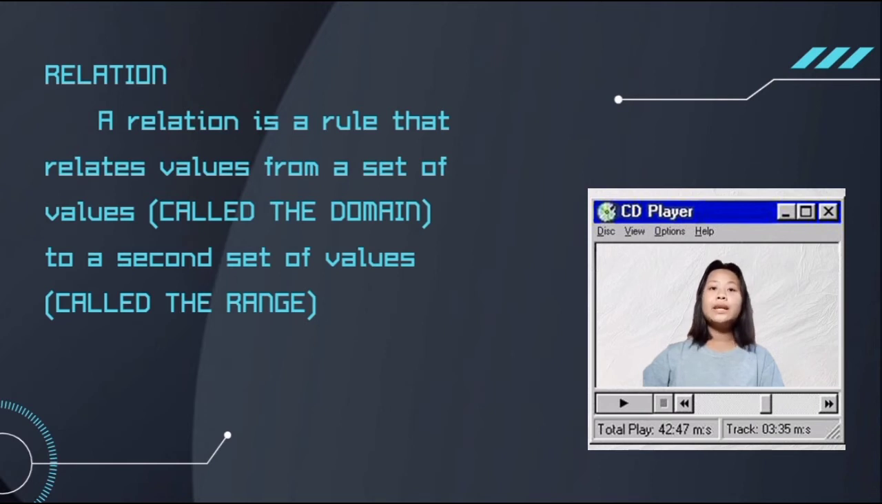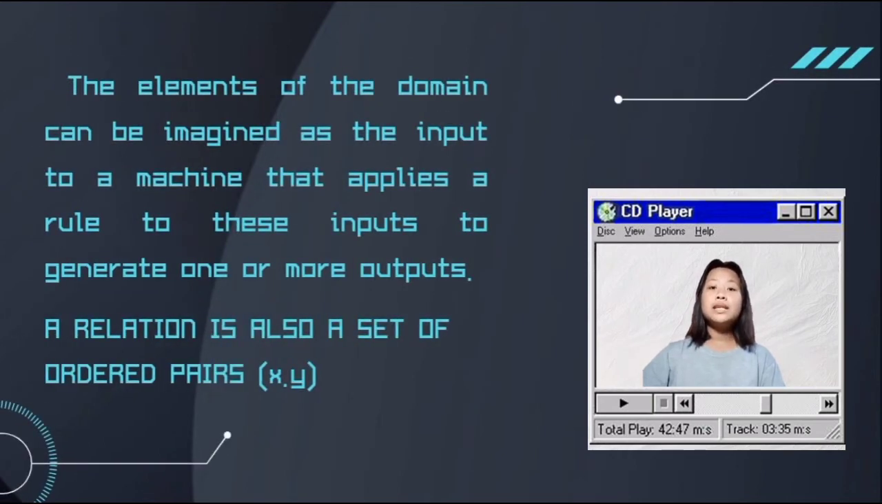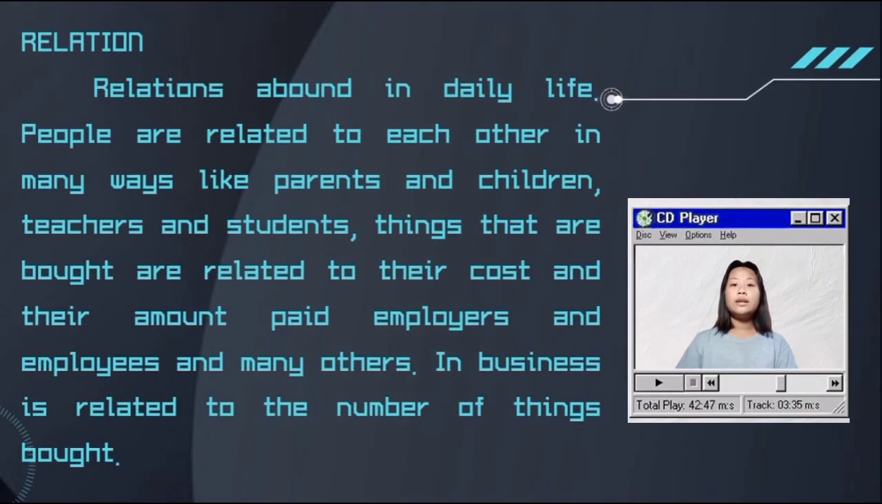Today, I'll be explaining my topic about relation. A relation is a rule that relates values from a set of values called the domain to a second set of values called the range. The elements of the domain can be imagined as input to a machine that applies a rule to these inputs to generate one or more outputs. A relation is also a set of ordered pairs x and y.